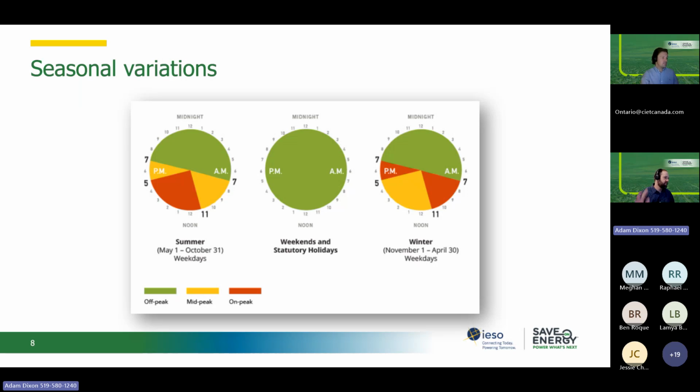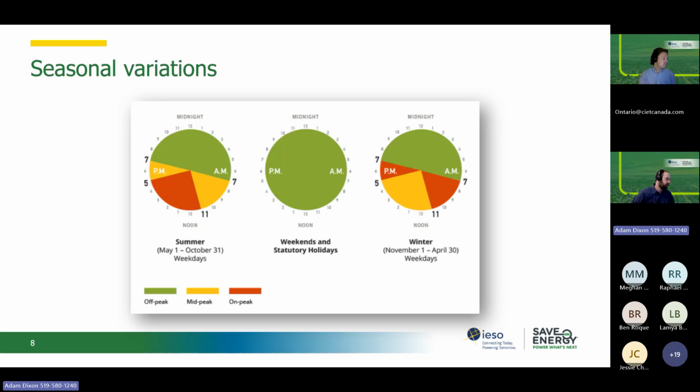So seasonal variations, we've discussed this a little bit. So summer, weekends, holidays, and then winter, to deal with the extra cooling load that comes on in the province in the summer months. So they create that on peak to maybe motivate you to turn your thermostat down a little bit.